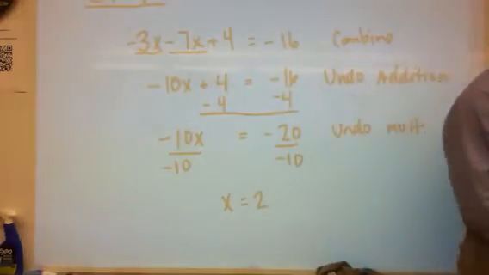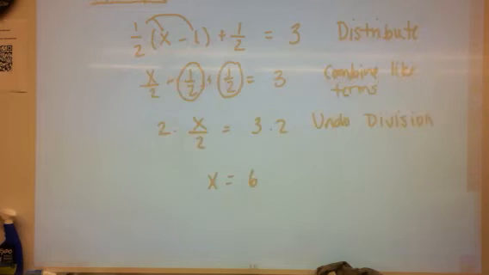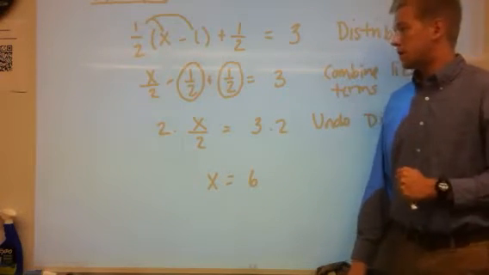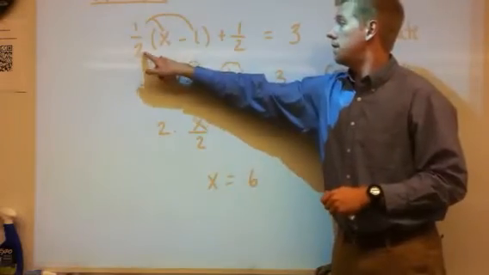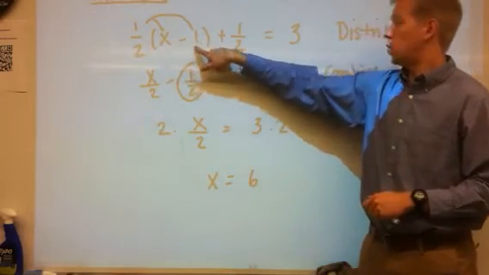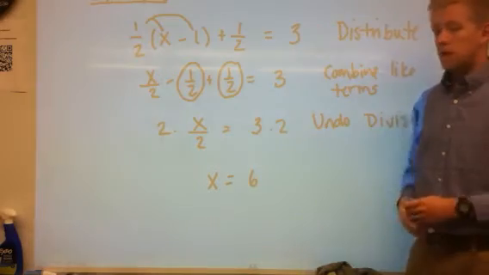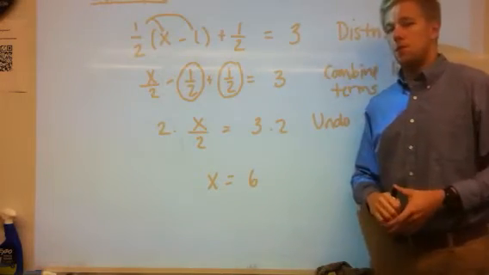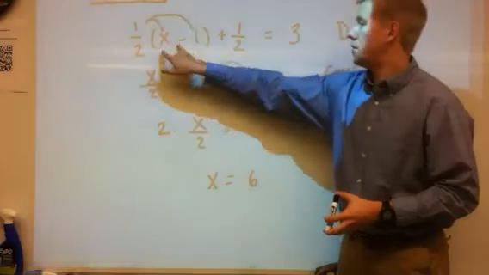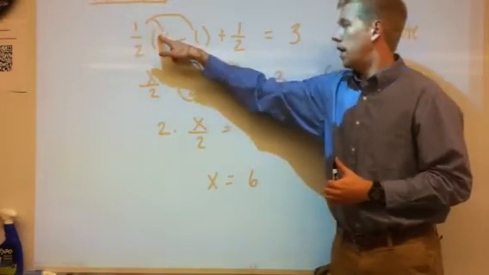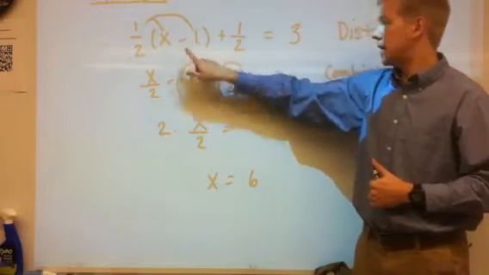We have one more. Okay, this one, yes, it has fractions, but we're not going to get scared about the fractions. You have 1/2 parentheses x minus 1 close parentheses plus 1/2 equal to 3. Step 1. Distribute to remove the parentheses. As you can see, we have parentheses, so we're going to distribute the number outside, which is 1/2. 1/2 to 1x, and then the 1/2 times negative 1.